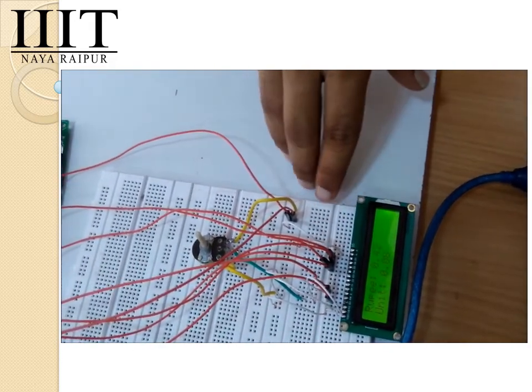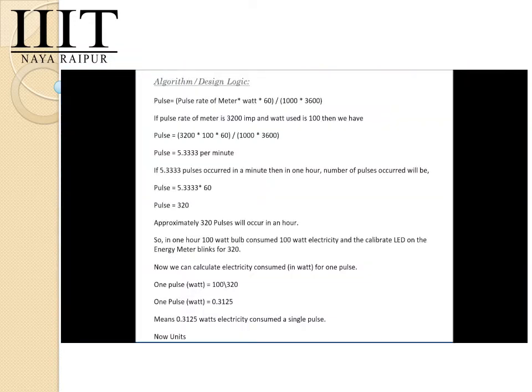The algorithm and software part will be explained by Siddhant. Now I will explain the algorithm or the design logic of our project. Here we are taking pulse as input from the calibration LED of the energy meter. Pulse equals pulse rate of the meter into watts into 60 divided by 1000 into 3600.